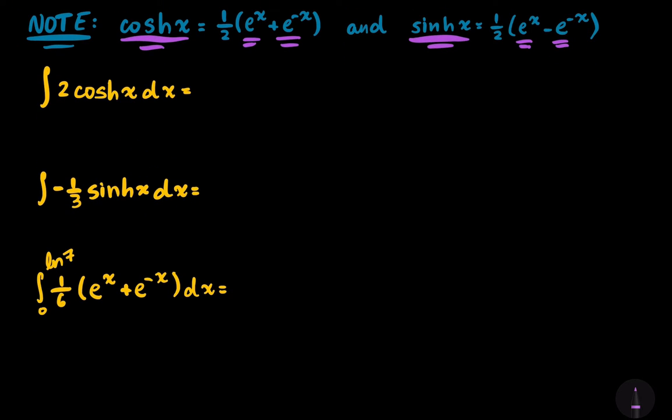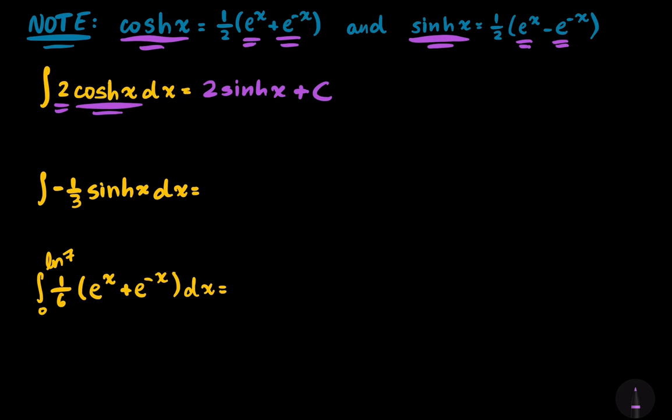First of all, we're taking the indefinite integral of 2 cosh(x) dx. This 2 right over here is just a scalar, so we don't really have to think about it. We just have to remember that the integral of cosh is sinh, and then we end up with 2 sinh(x) + c. And that's our final answer right over there.